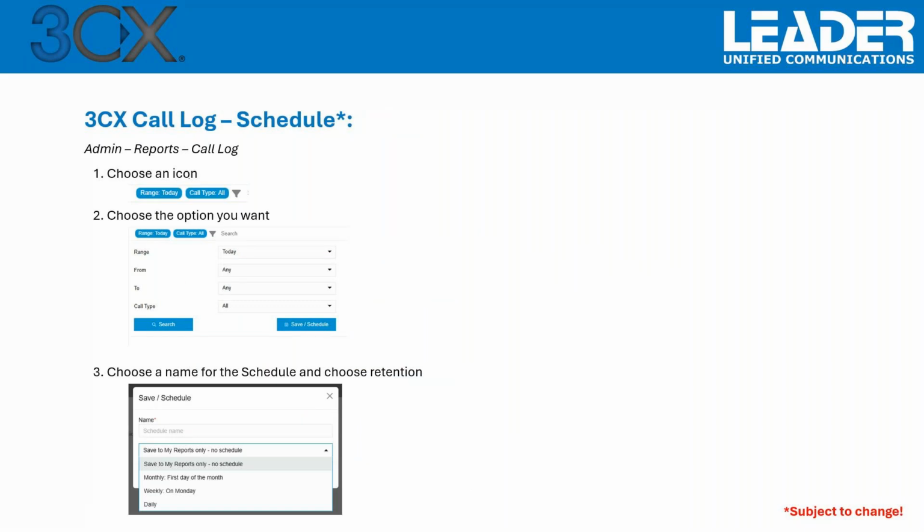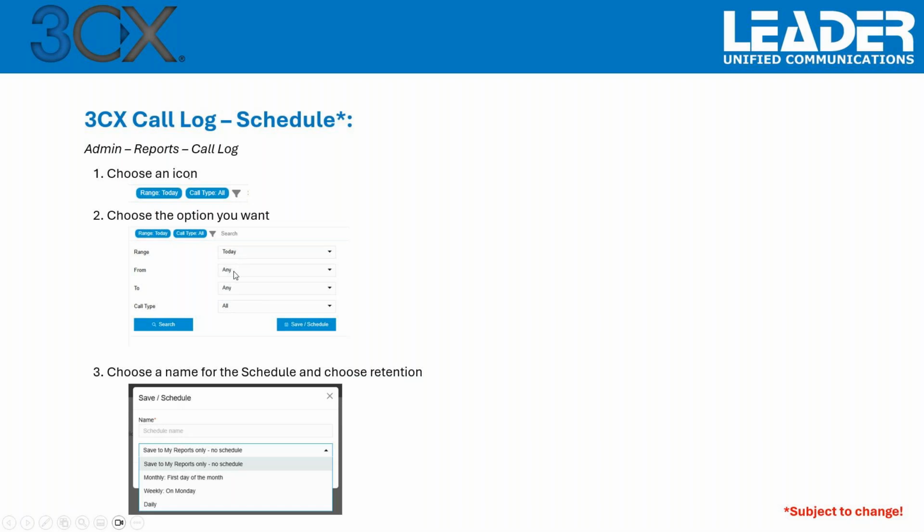We can create a schedule on all reports. It's more or less always the same. We go into the report, then at the very top, we choose any of the icons. It's always the same pop-up that comes with the same options. Then we can choose the range. We can choose the source, the destination, and then the call type.